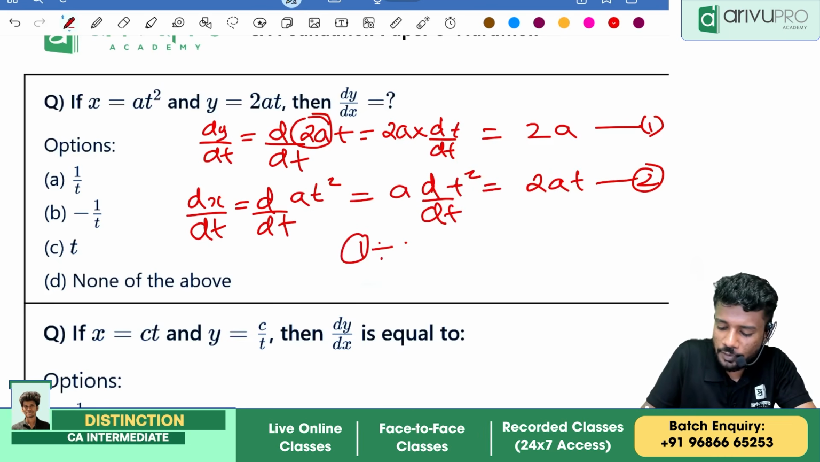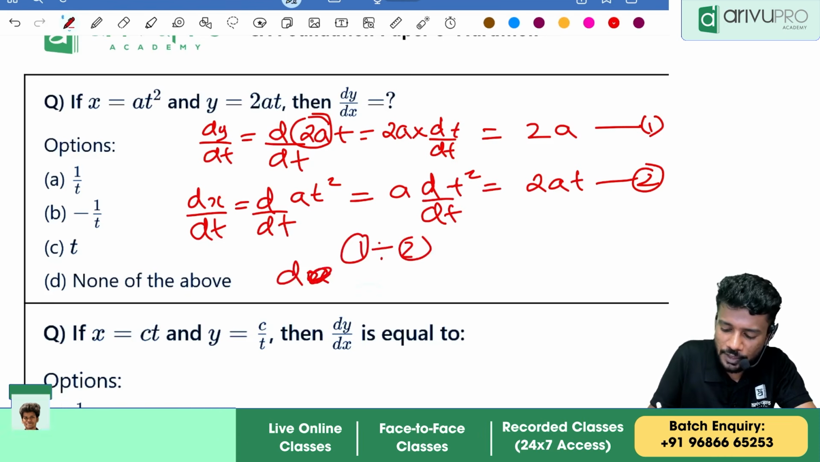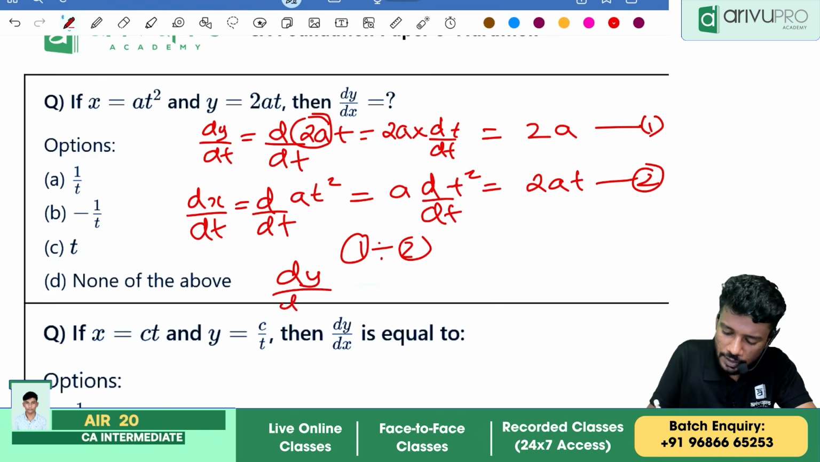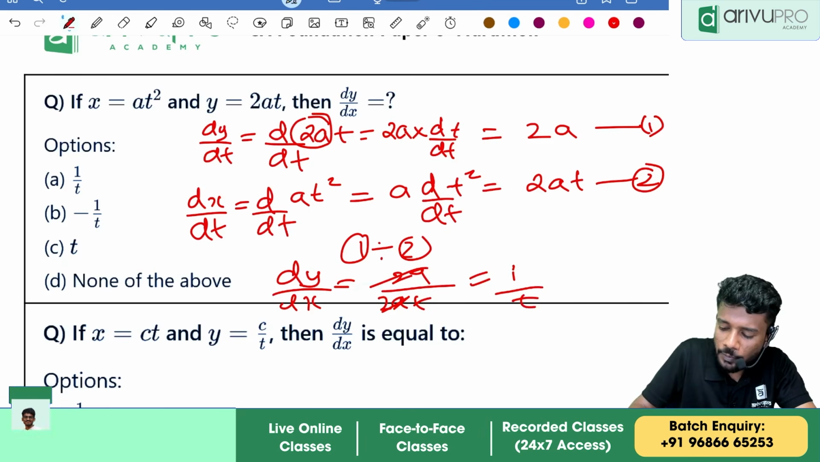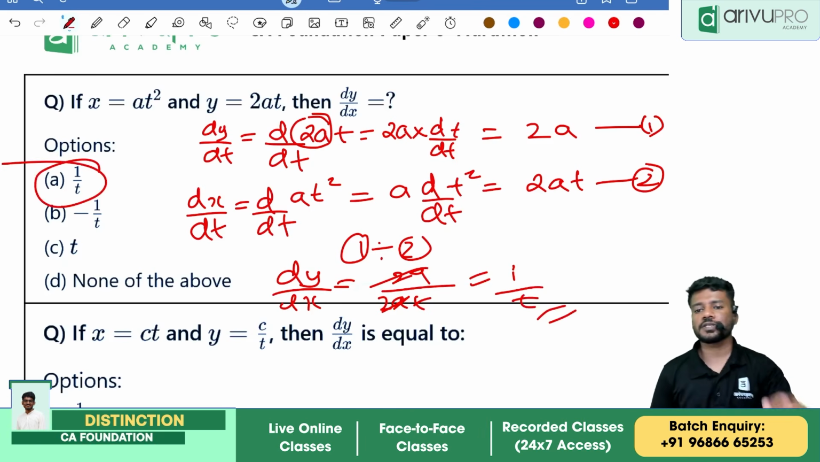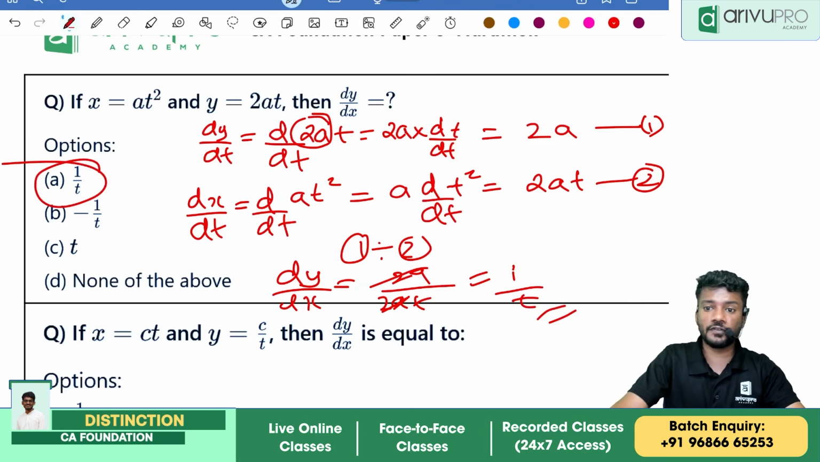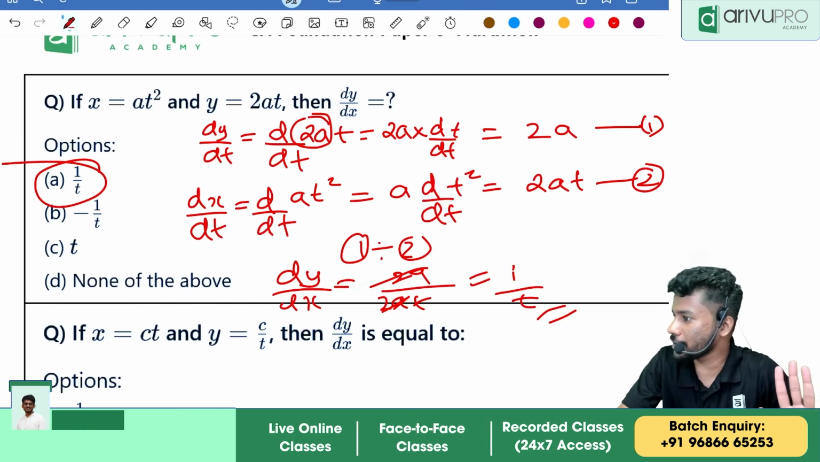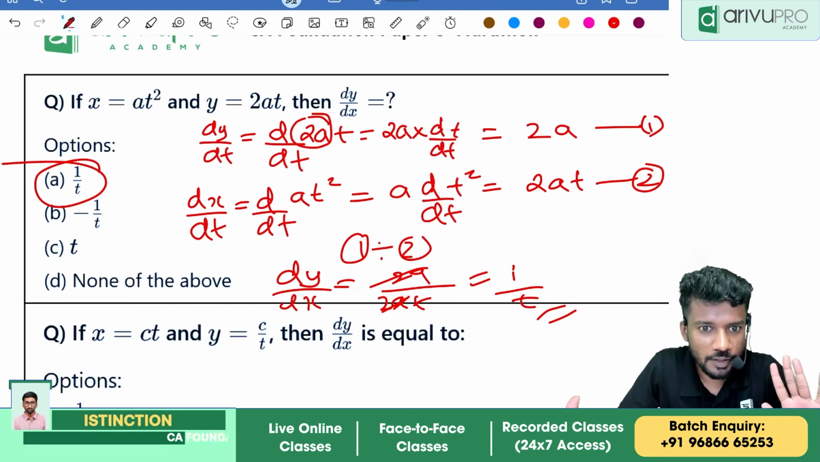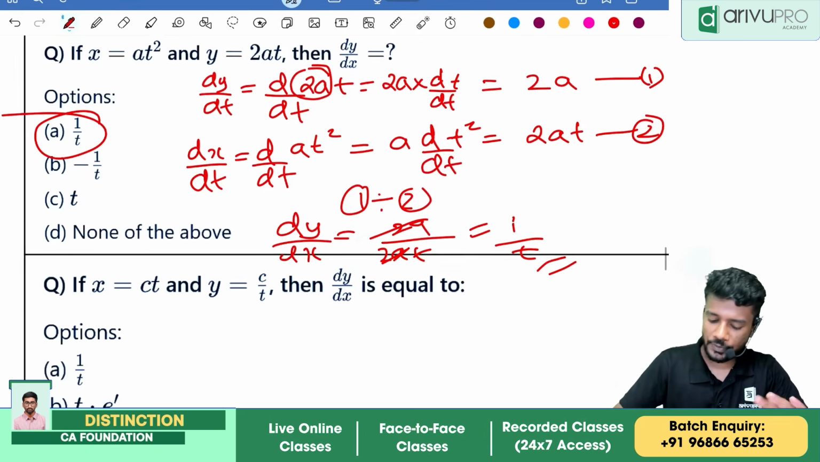Then next step is what? Equation 1 divided by equation 2. That is dy by dx is how much? 2a by 2at. Dy by dx is equal to 2a divided by 2at. 2a cancel. What is remaining? 1 by t. What is the answer? Option A. Yes. Now that's why I'm telling you, you should know the basics of differentiation. Then you can solve the answer and you will get 1 mark. And if you know the parametric method. Now the next one.